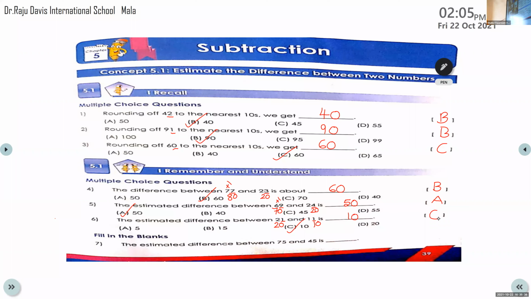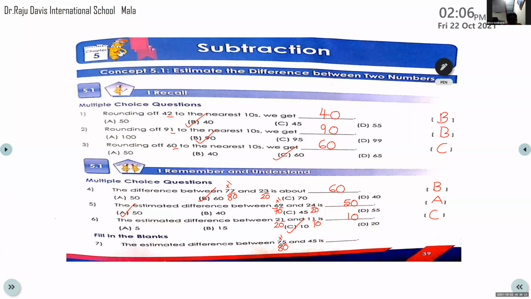Good, Joan. Now Devanandan. Yes, ma'am. Estimate the difference between 75 and 45 is dash. Whether you have to estimate, first you estimate the numbers. 5 is equal to 5. So add 1 to the tens place. 80. Then 45.